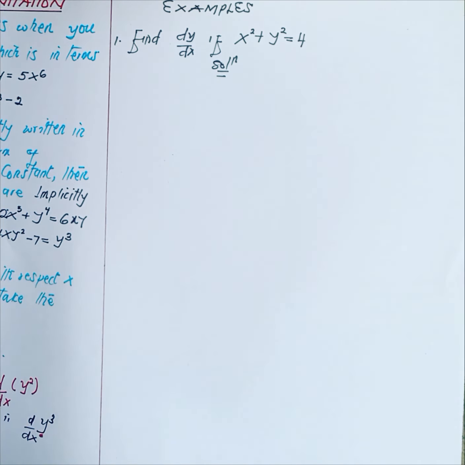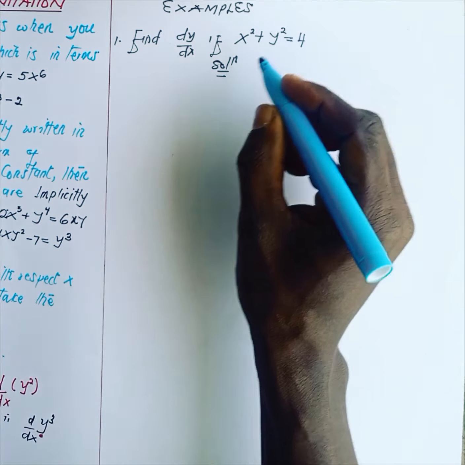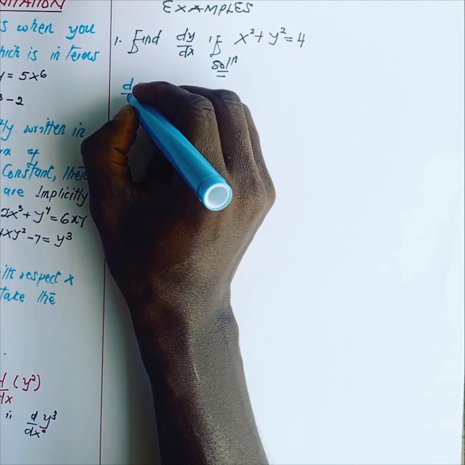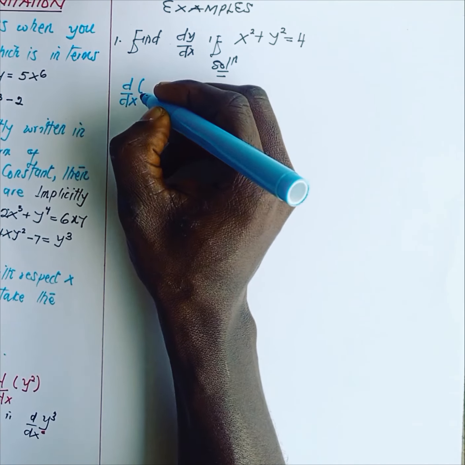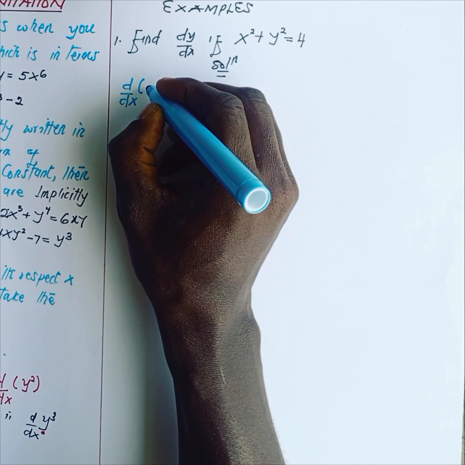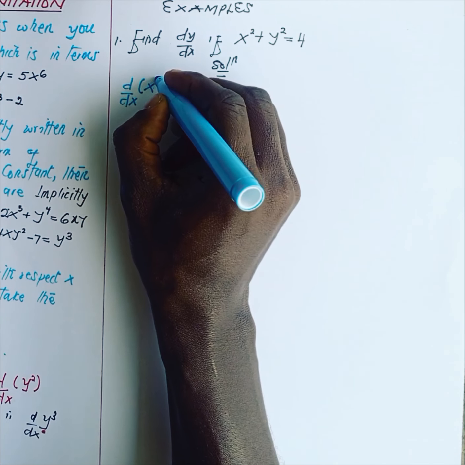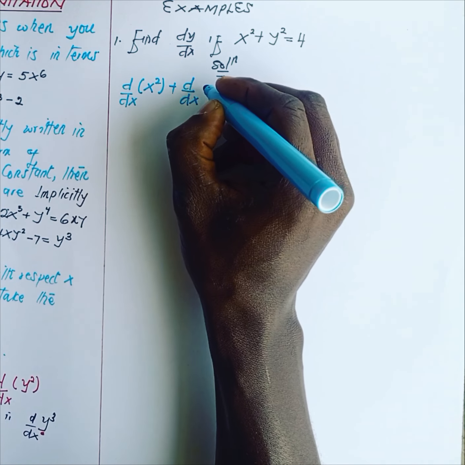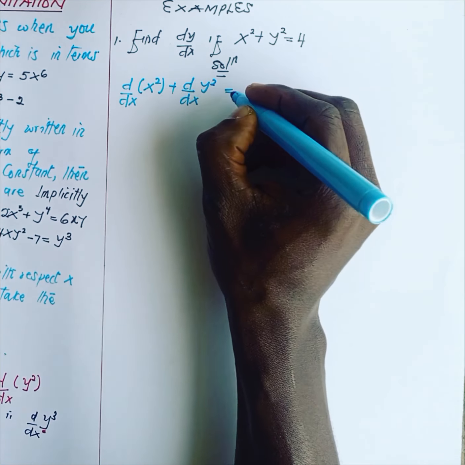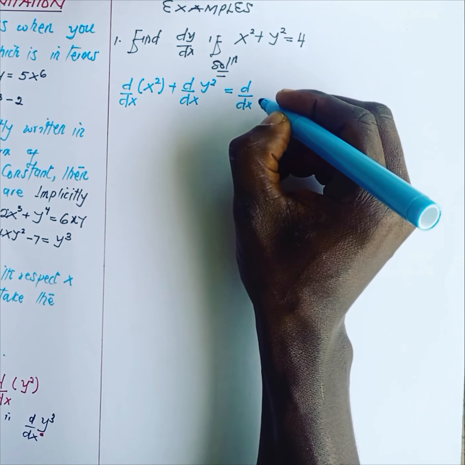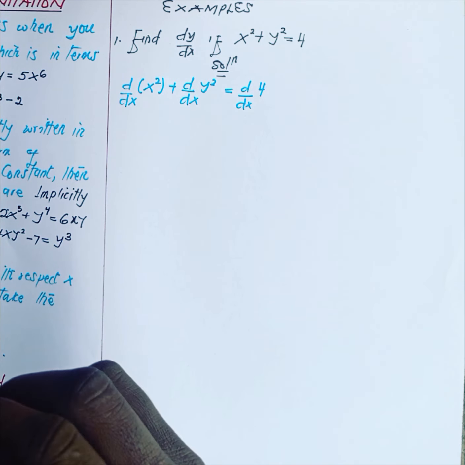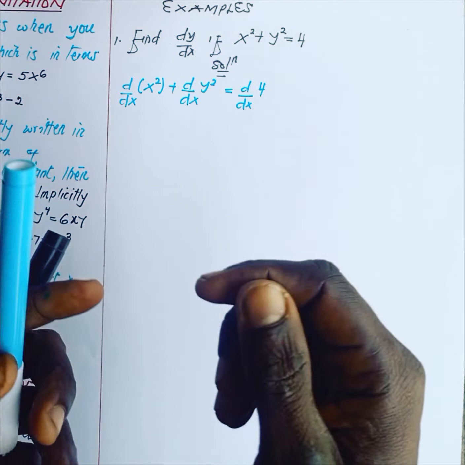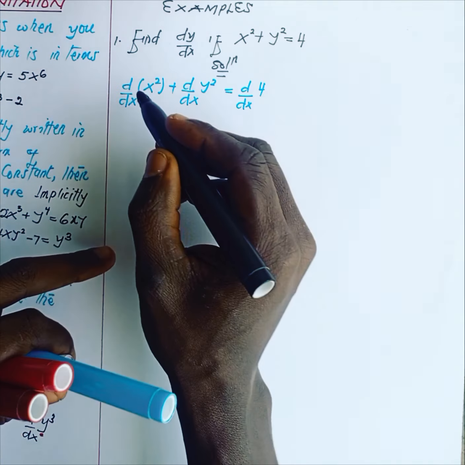So first it says differentiate both sides of the equation. So we are just going to differentiate both sides of the equation. d dx of y squared is equal to d dx of what? 4. Now d dx means we have to differentiate these functions with respect to x. That's the differentiation notation.